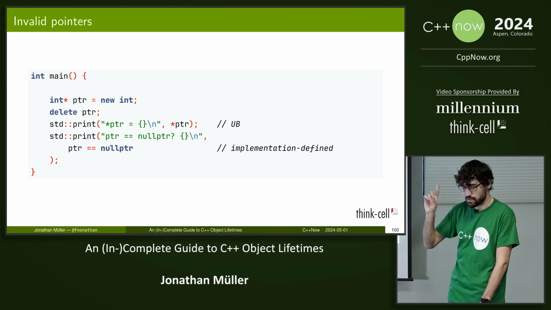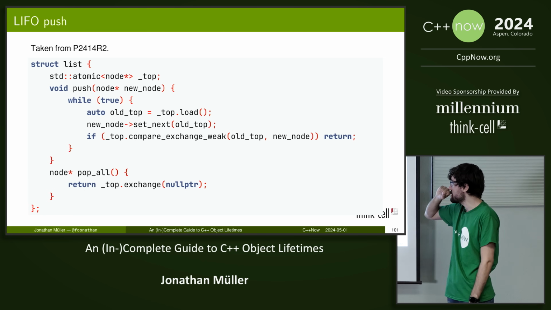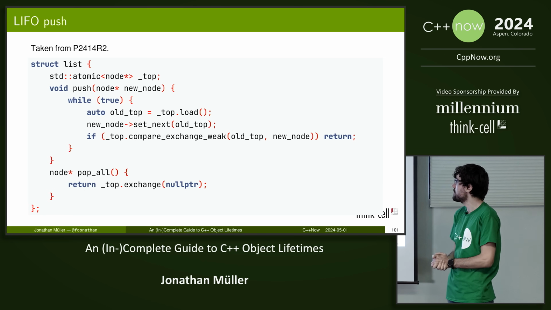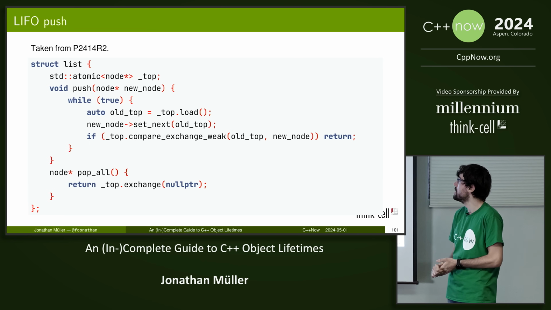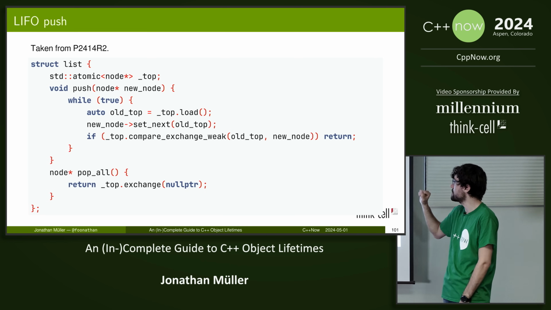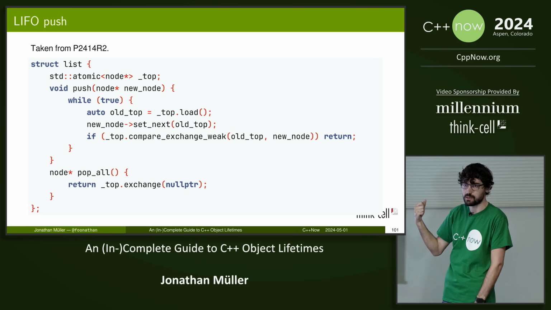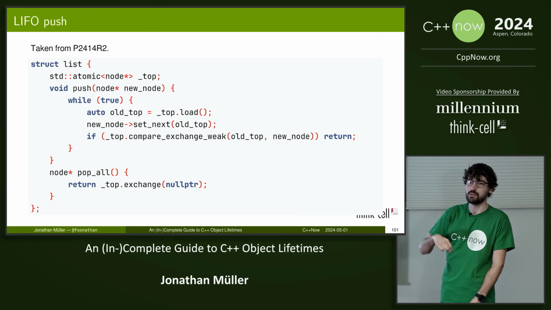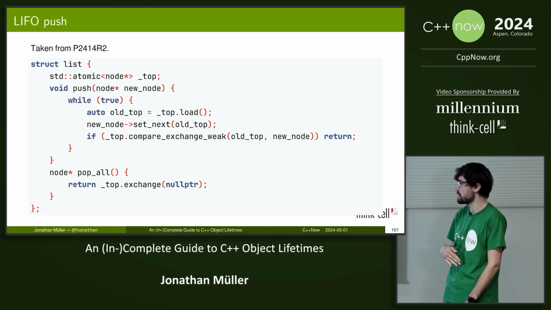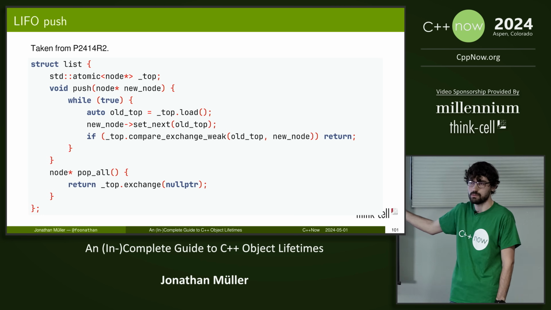And this is really fun. I'm taking an example from a proposal that wants to fix it. We've got a stack using atomics, a singly linked list. We've got a push that takes a node, we load the current top, we set the next to the old top, and then we have a compare exchange weak loop and repeat that until we actually manage to succeed, right? And then we've got a pop all function that just sets top to null pointer and returns the old value, and now the caller has the entire stack. This is a pretty standard atomic stack operation.